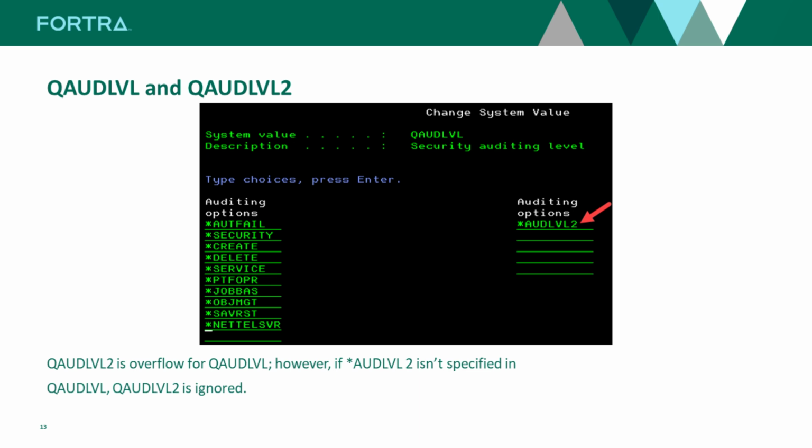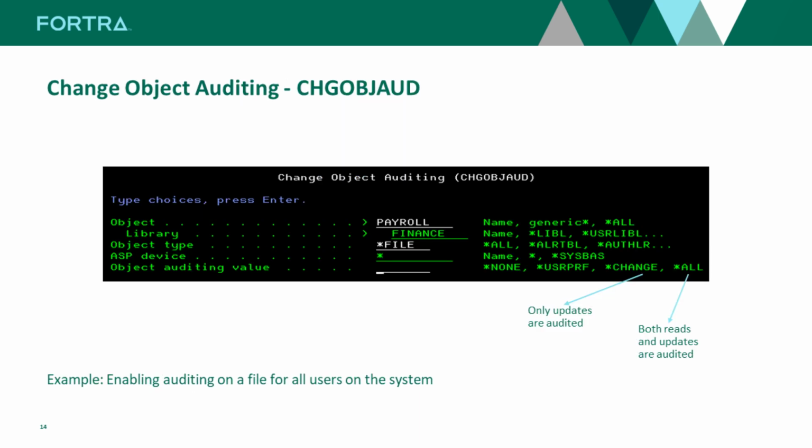So QAUDLVL2 is really just an extension of QAUDLVL. So if you're really getting down in the nitty-gritty and getting some very finite activity being logged to your audit journal, you may need to use the QAUDLVL2 system value so that you can put those additional attributes in for collecting that additional data.